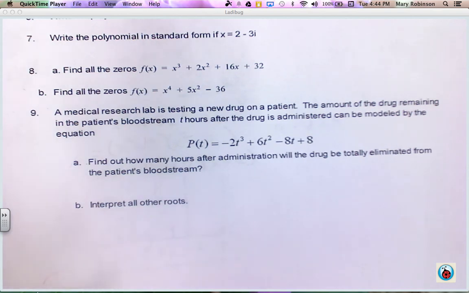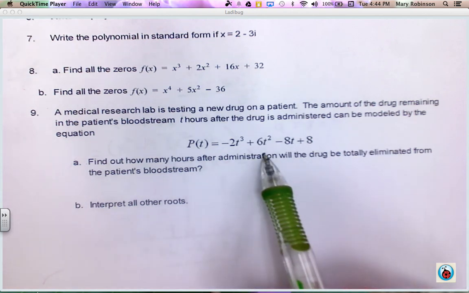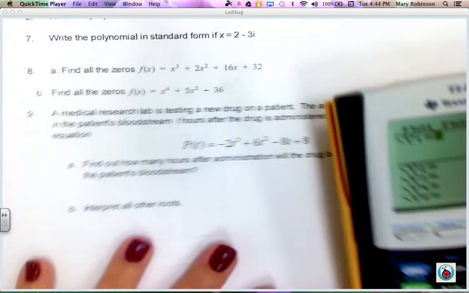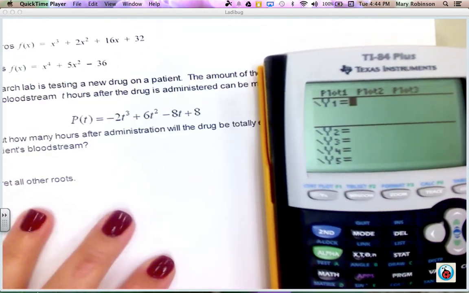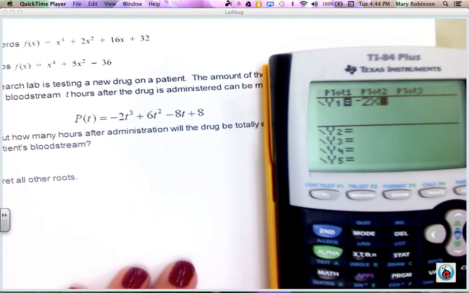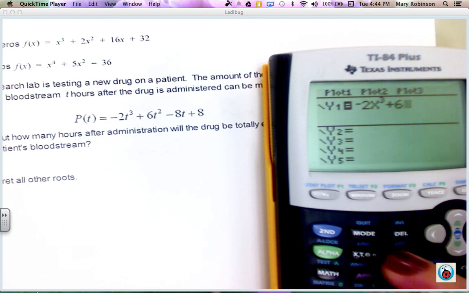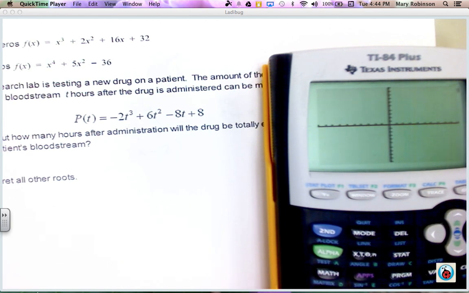And so they can actually determine how much you still have in your blood system based on this function for this particular scenario anyway. So the first thing I would want you to do is, of course, graph it. Negative 2t to the third, of course we'll use x, plus 6x squared minus 8x plus 8. And graph it.